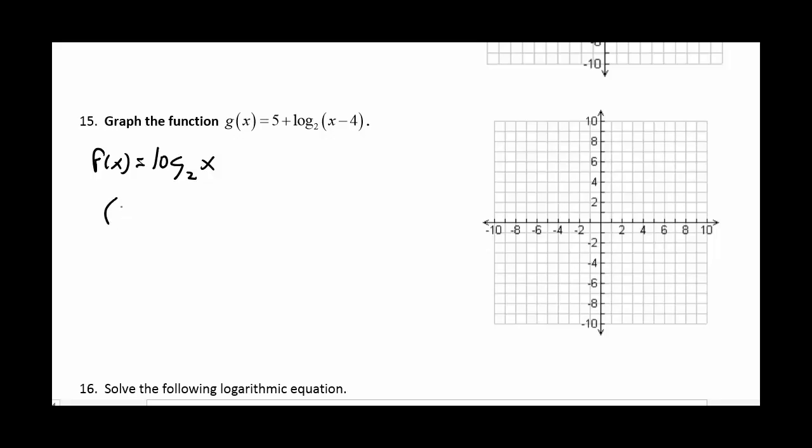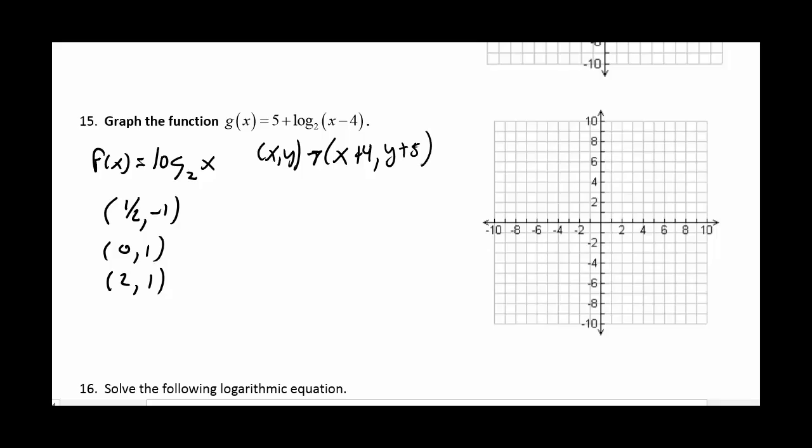So my ordered pairs for the parent would be 1/2, -1, 0, 1, and 2, 1. And then I want to look at the mapping here. So again, x is based on the inside, so it says -4, so I'm going to add 4. And the y is on the outside, so that'd be y plus 5. So I'm going to do that to all of my points.